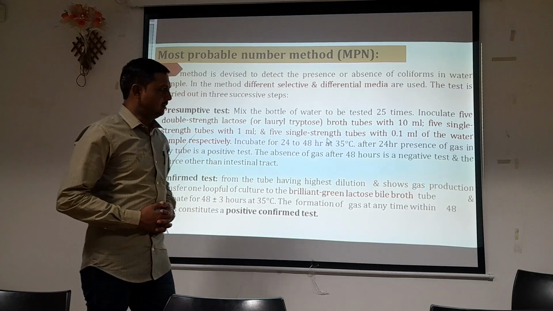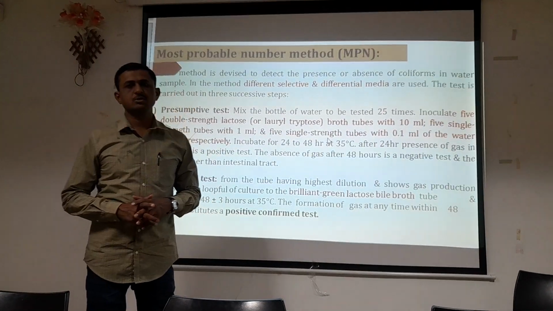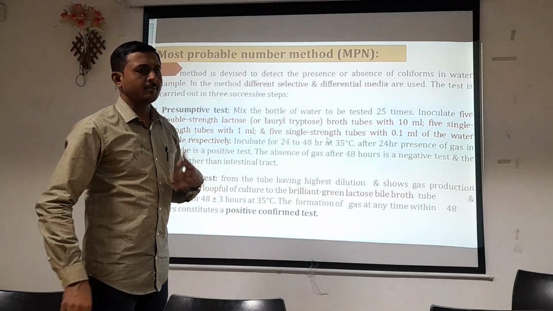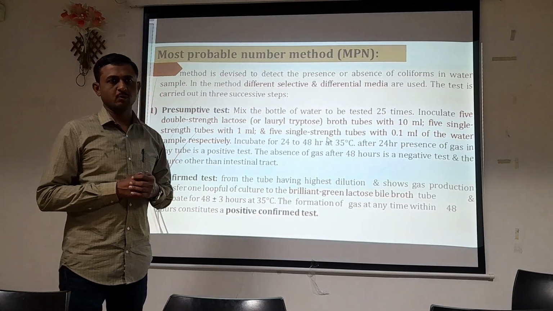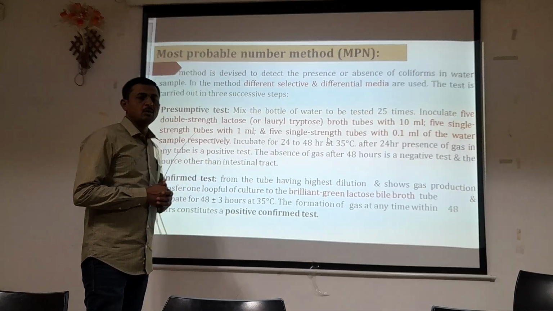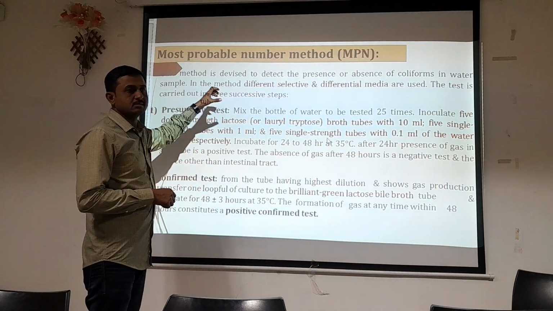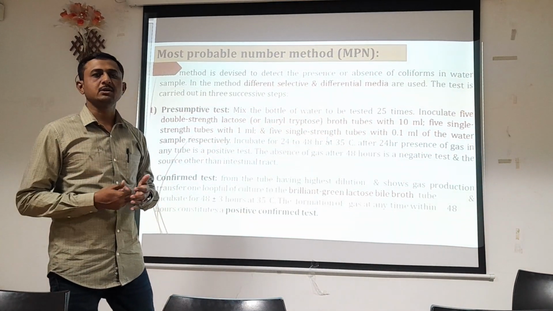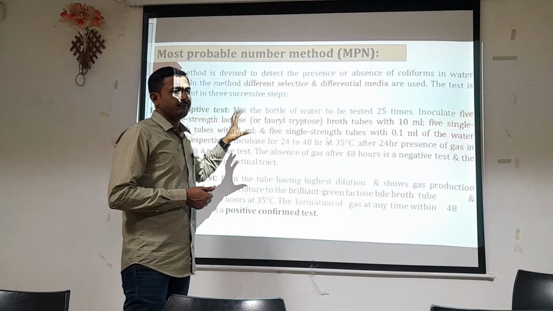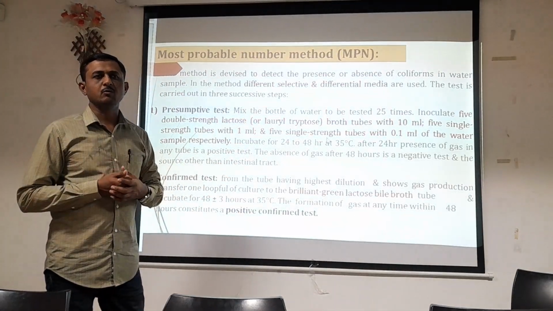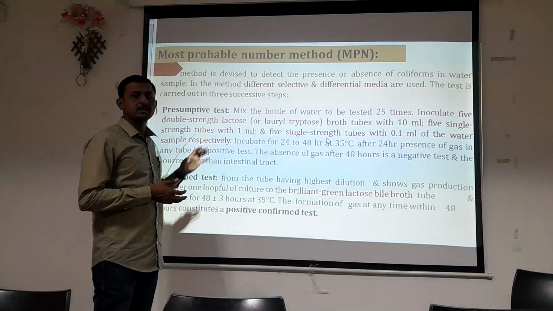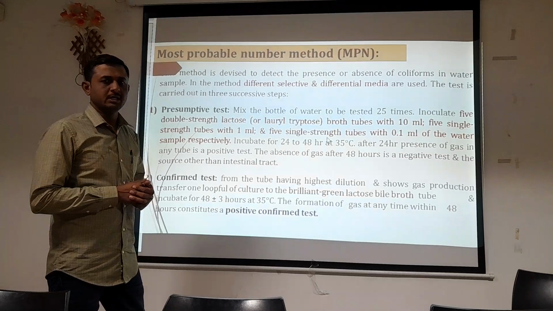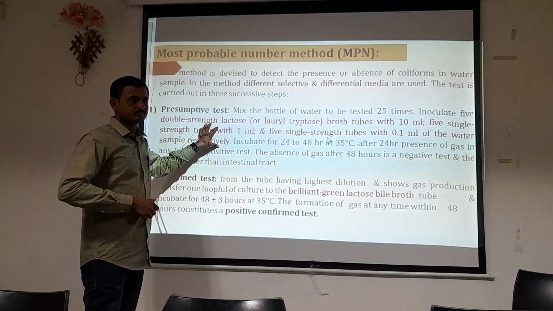Dear students, in the last lecture we discussed the standard plate count and how this method is used to determine the biological quality of drinking water. In this lecture we will discuss the MPN, also called the most probable number method. It is another method used to determine the fecal or non-fecal coliforms which may be present in drinking water, or for determining the sanitary quality of drinking water.